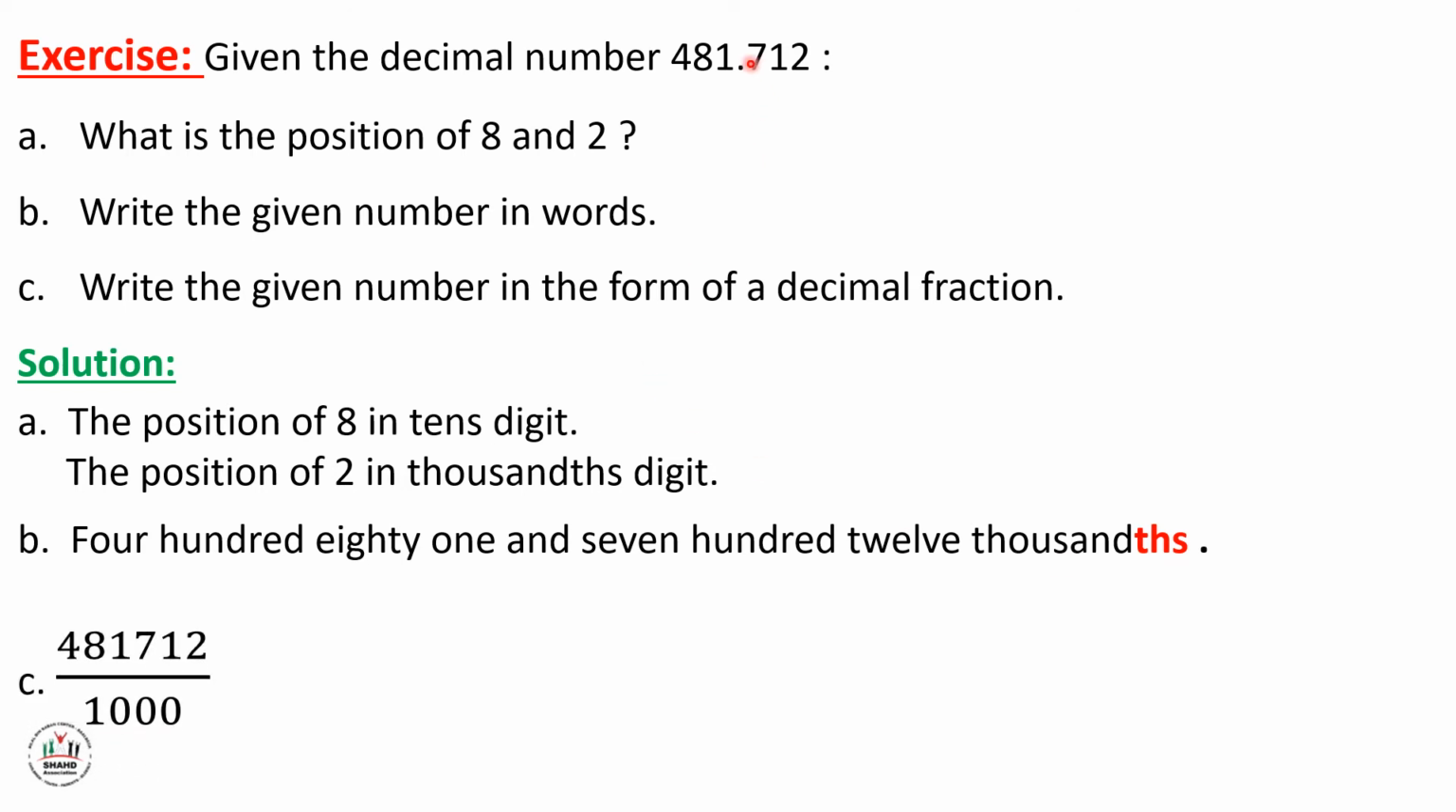In part C, it's so easy. We have here 3 digits after the decimal point. So we write 1000 in the denominator because we need to write this decimal number as a decimal fraction. We count how many digits we have after the decimal point. Here we have 3 digits, 7, 1, 2. We write 3 zeros in the denominator, so 1000, and in the numerator we cancel the decimal point, and we write the number as it is, 712.